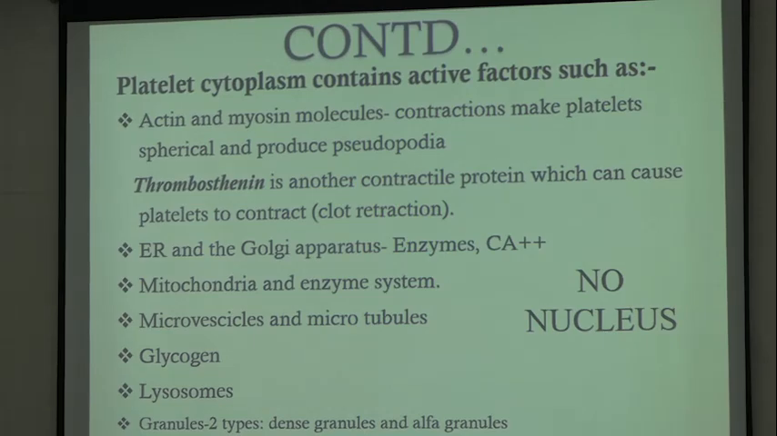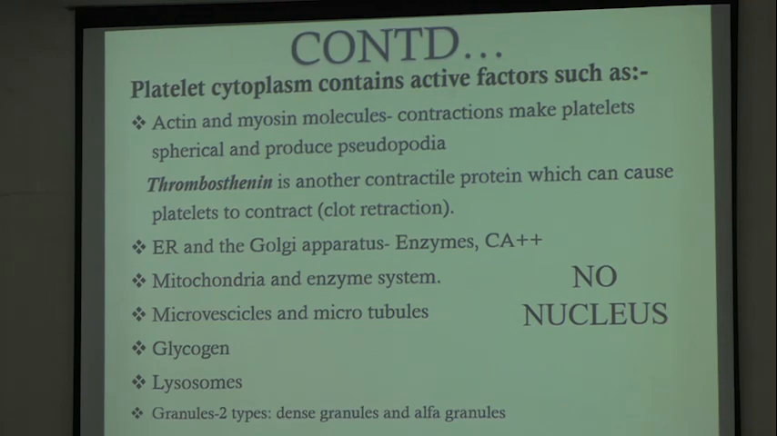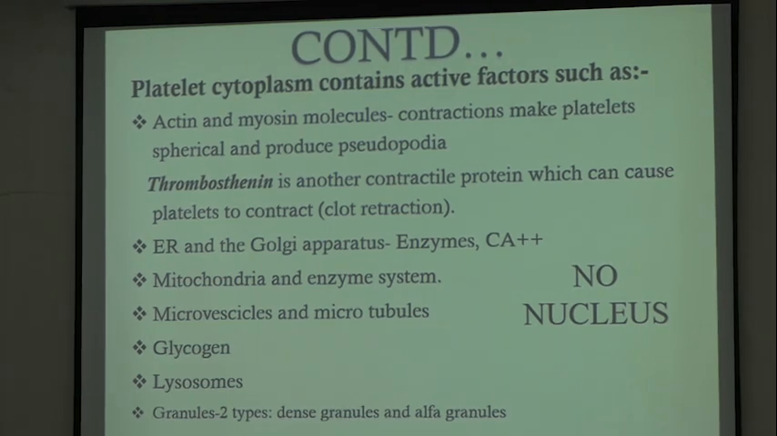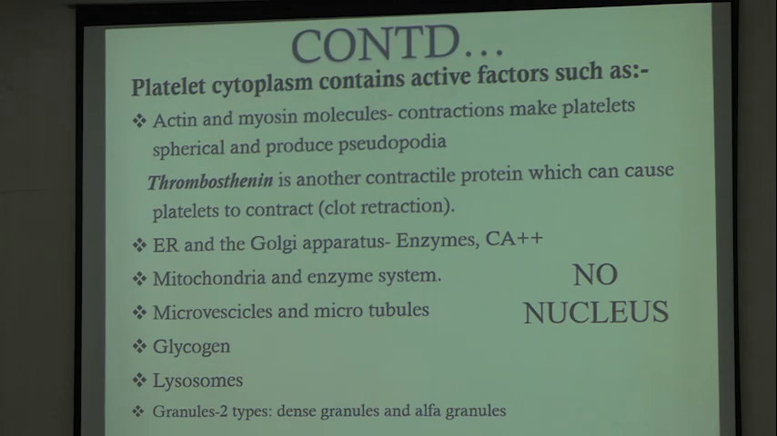Platelet cytoplasm contains these factors. What are these? Cytoplasm, inside the cell membrane. Actin and myosin function in contraction, make platelets spherical and produce pseudopodia, because they are also having some phagocytic activity. Moreover, these pseudopods are also essential for binding other platelets so that they can come closer. Understood?